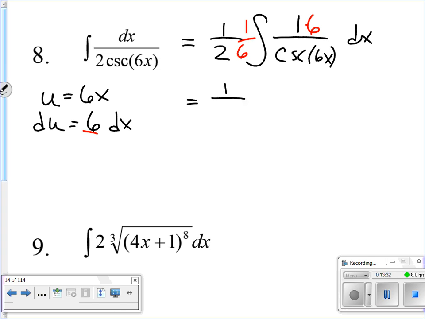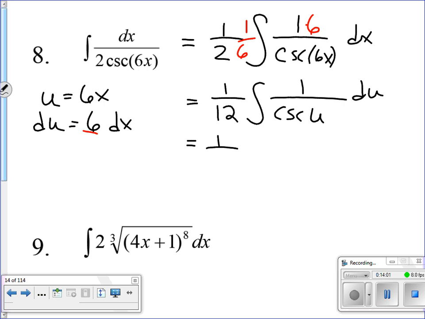So now when we rewrite it, we have 1/12 times the integral of 1 over cosecant u, and then that 6 dx is just du, which I could put up top or I could put to the side. And then you're probably disappointed because you say, oh, I don't have a formula for this. But hopefully you realize that cosecant is the reciprocal of sine. And when you have reciprocals, 1 over one is equal to the other. So I can replace 1 over cosecant u with sine u. So I just had to apply a little trig identity.